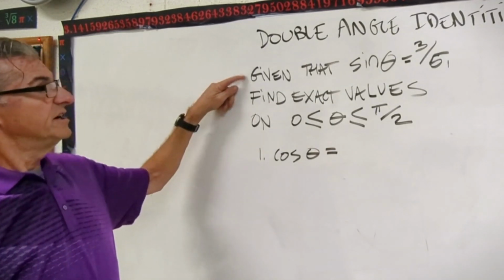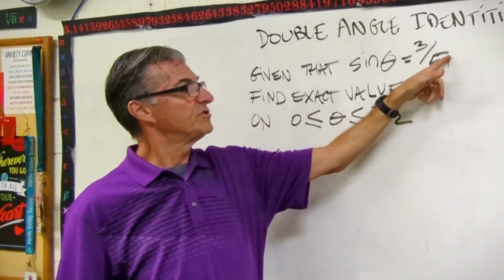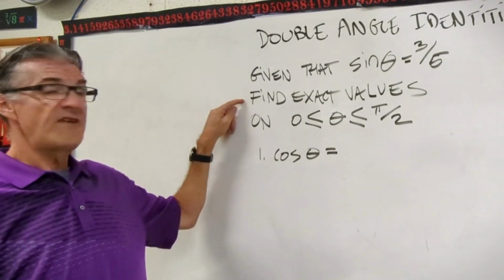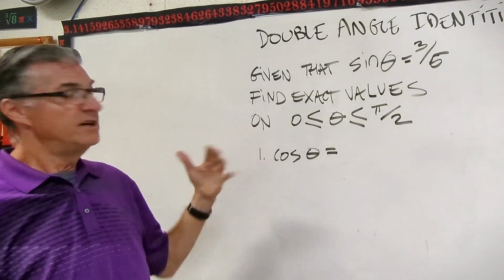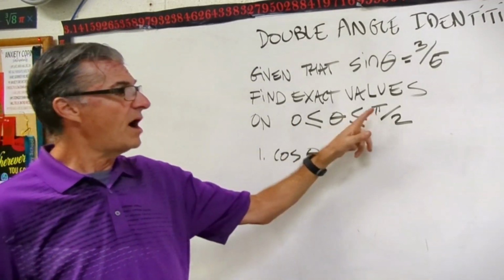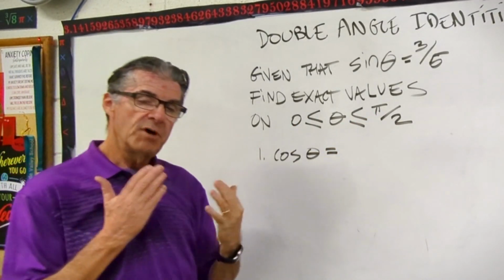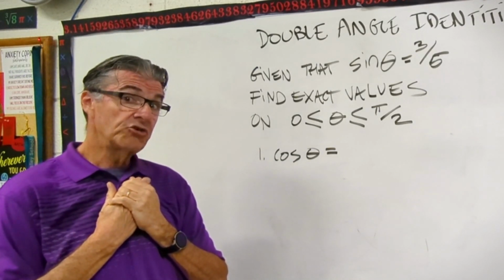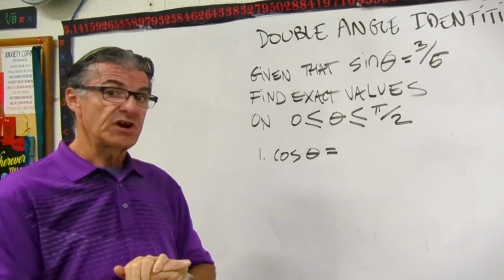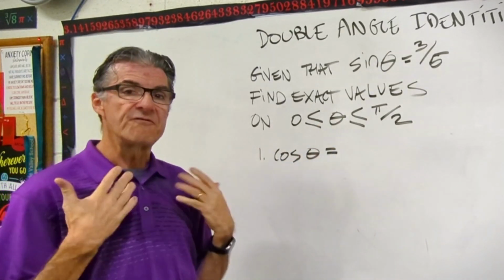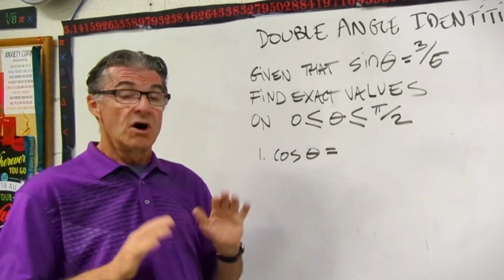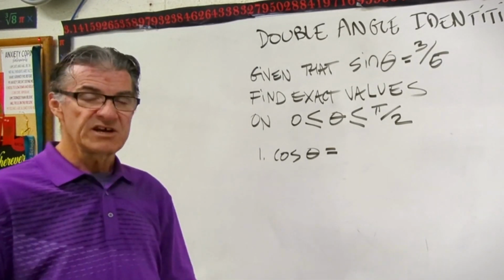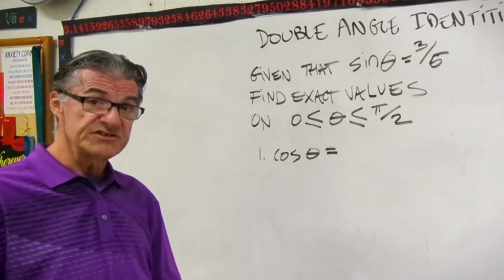Here are the givens. Given that sine theta equals 3/5, okay, so that's the value of sine theta. We're going to find exact values on this range from 0 to pi over 2. So pause the video for a sec. What is pi over 2? 90 degrees. So all of our answers are from 0 to 90 degrees. They're in the first quadrant. Okay, so all of our answers in this are going to be positive values. We'll need to do that when we take a look at the results of our calculations.